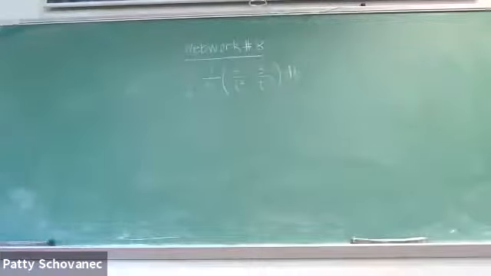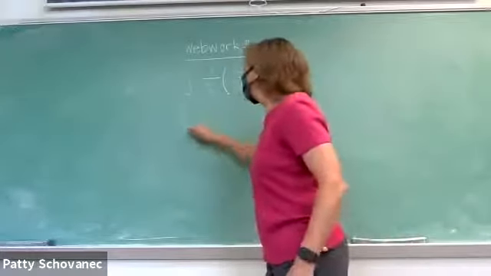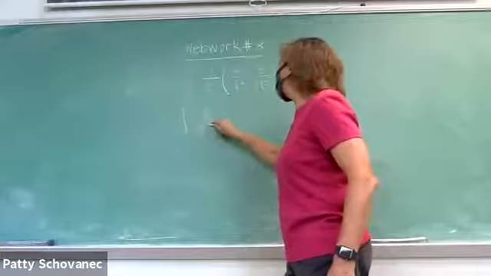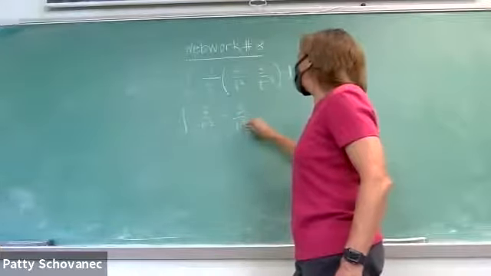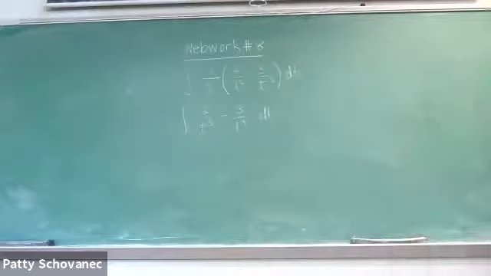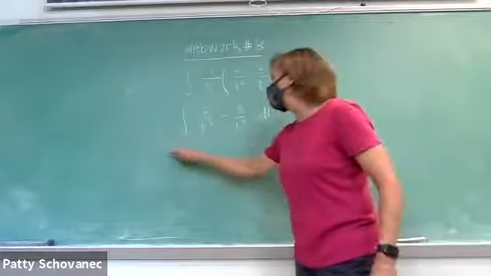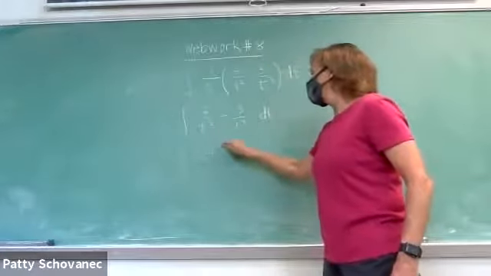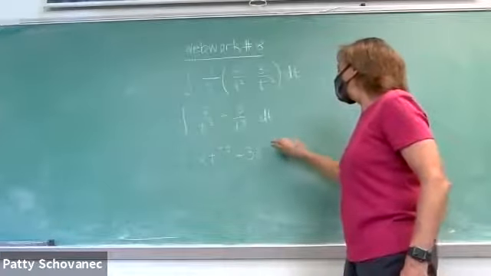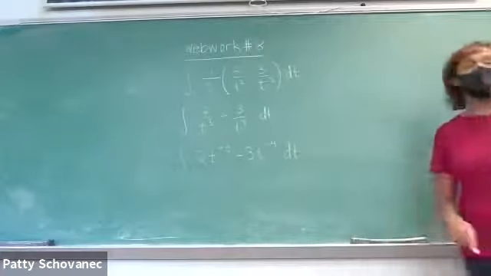So let me do the product first. I'm going to send the 1 over t through the parentheses. And when you multiply like bases, you add the exponents. So we'll get 2 over t cubed minus 3 over t to the 4th. Now the next step is to move the t's up and write them with negative exponents. So we have 2t to the negative 3 minus 3t to the negative 4. And now we're ready to integrate.